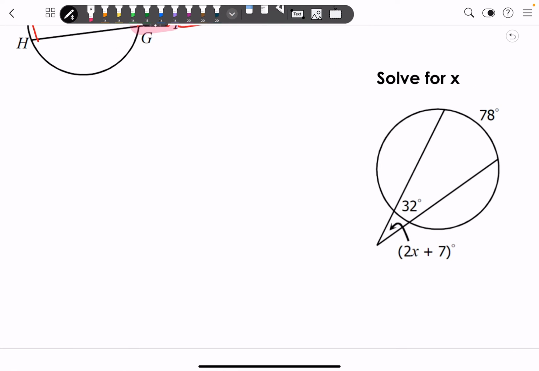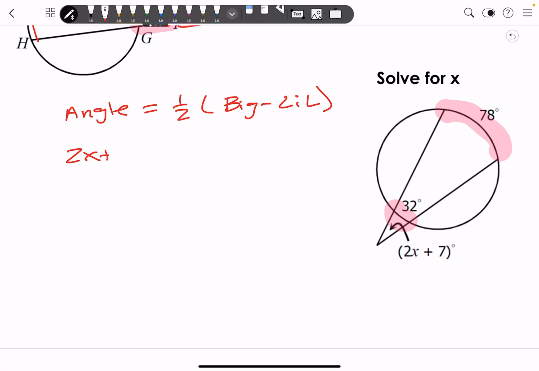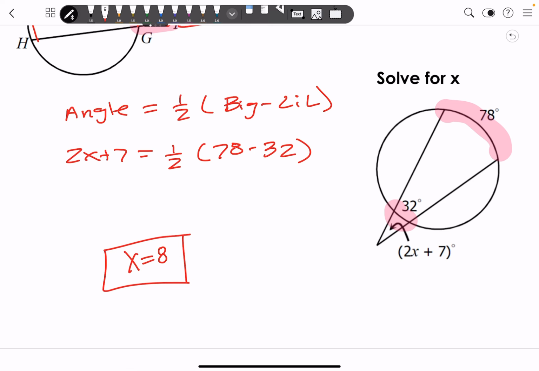You're going to set it up the same way here when we're solving for x. It's going to be half of the big minus my little to find the measure of my angle. So its angle is equal to 1/2 times big minus little. So you've got 2x plus 7 is equal to half of 78 minus 32. And this one's pretty easy, and you can go ahead and solve for x. And you should get that x is equal to 8. All right, I would recommend you simplify your parentheses, distribute that 1/2, and then solve for x.